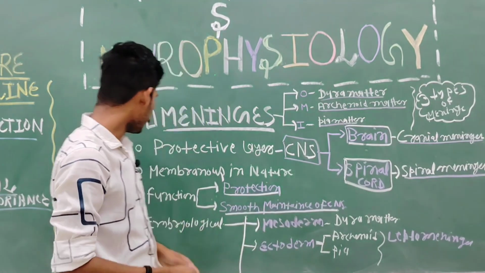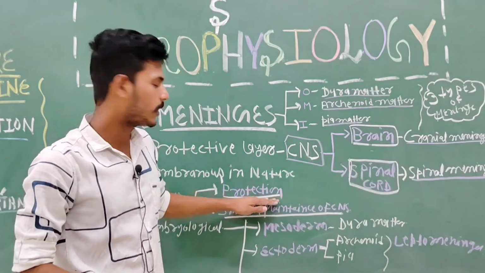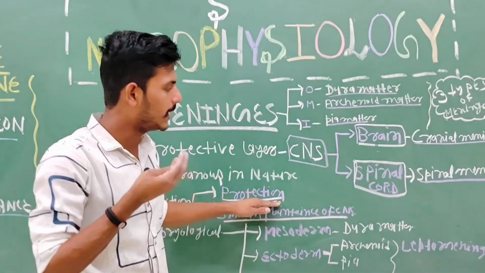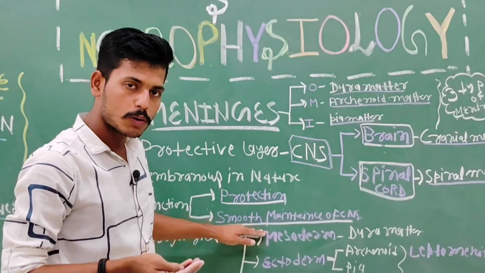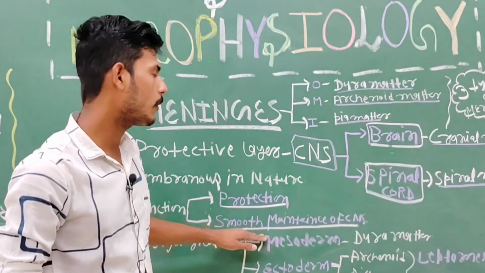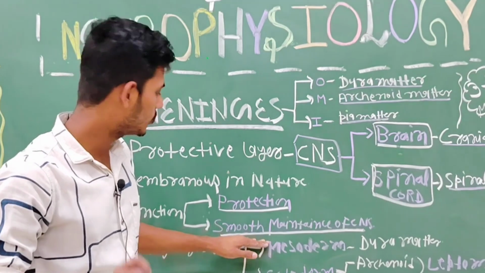Now, the function of these meninges: the first and foremost important function is providing protection. It is meant for protection, understood? And the next thing is, it also helps to maintain the smooth functioning of the brain and spinal cord, or we can say the central nervous system. Understanding? No issue, no problem.